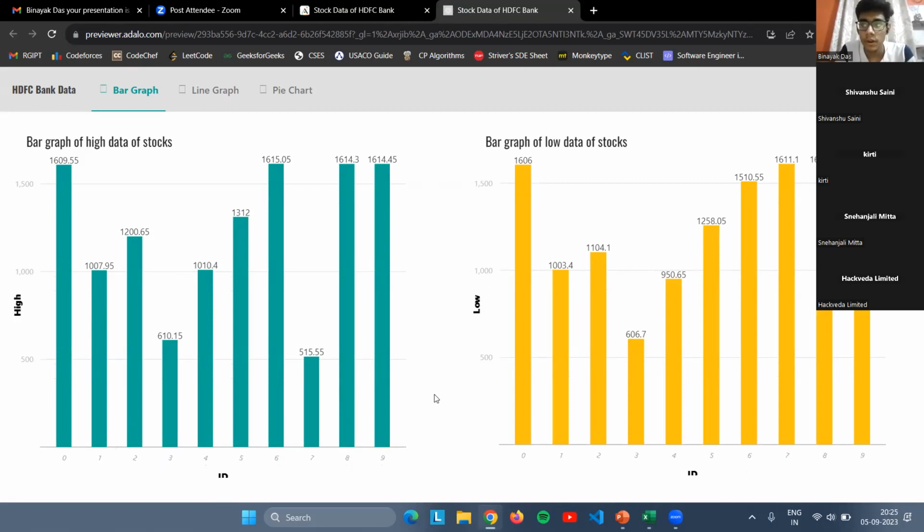10 number of stocks, because if we take more data, it will look messy, and it does not support too much data. It looks clustered, and it is not easy to understand. On the right hand side, in the same way, I have implemented the low data of stocks. I have low data on the y-axis and ID on the x-axis.